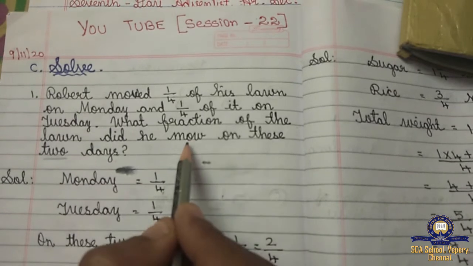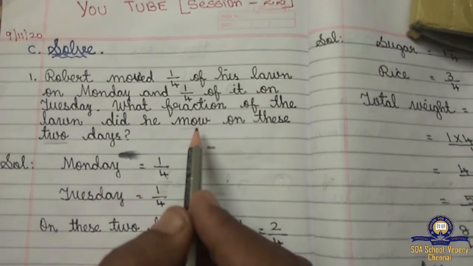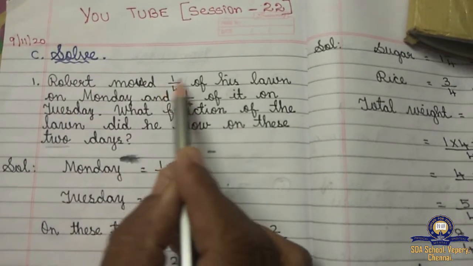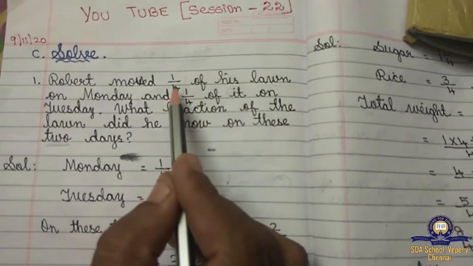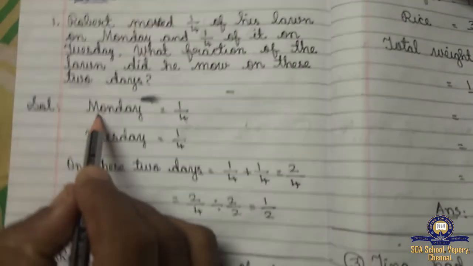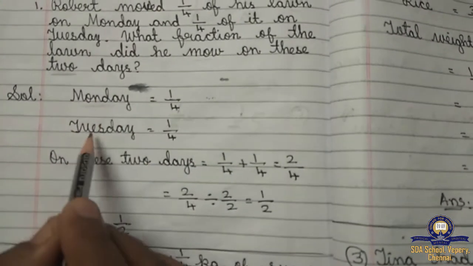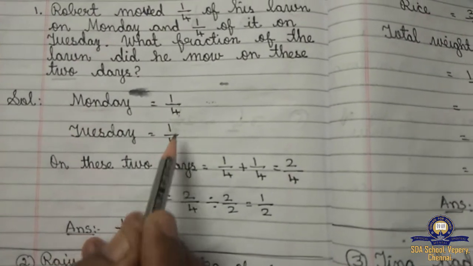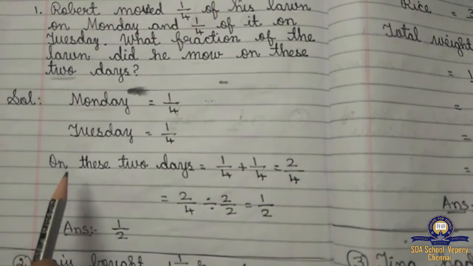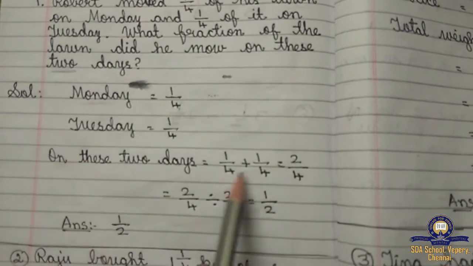Okay, children. Mow means what, children? Cutting the grass with a machine. So, he cut the grass 1/4 on Monday and 1/4 on Tuesday. See here, Monday, how much did he cut? 1/4, and Tuesday 1/4. So, all together in 2 days, how much grass he has cut down, you have to find out. So, on these 2 days, how much?